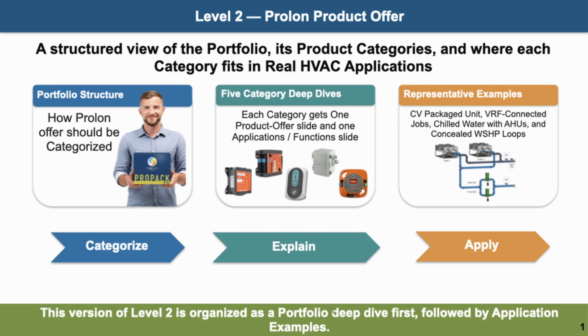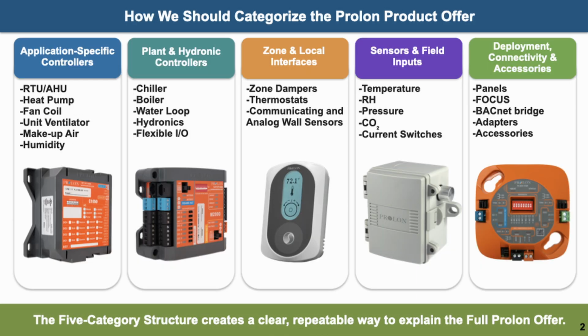The key message is that we should categorize the offer first, explain each category clearly, and then apply the portfolio to real HVAC systems. The Prolon offer is easier to understand when it is divided into 5 categories. First, application-specific controllers, which are the core controllers for equipment such as rooftop units, air handlers, heat pumps, fan coils, unit ventilators, makeup air units, and humidity applications.